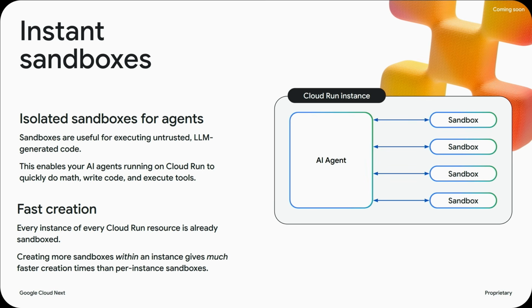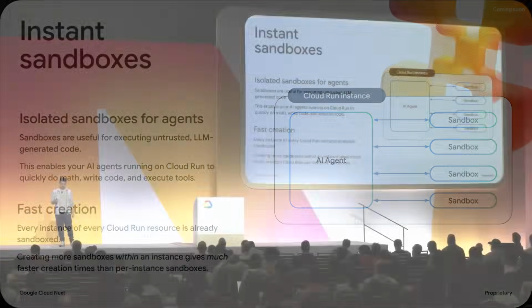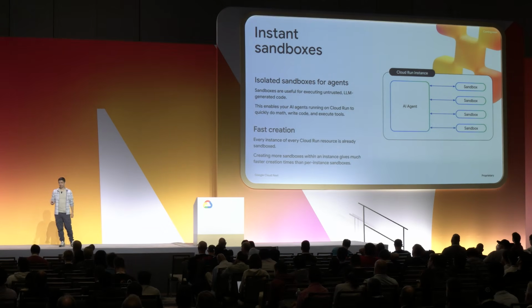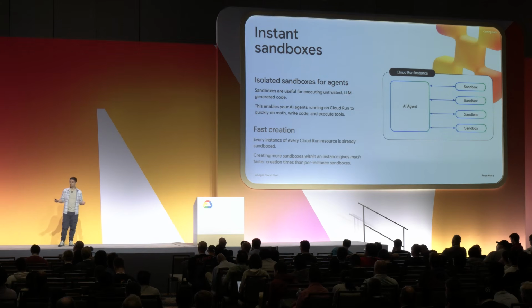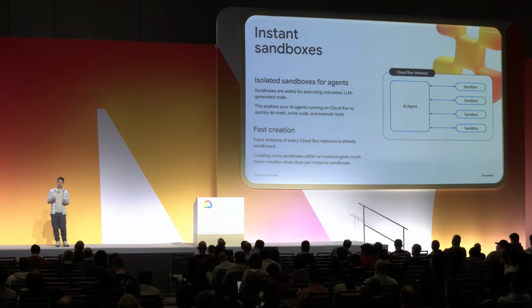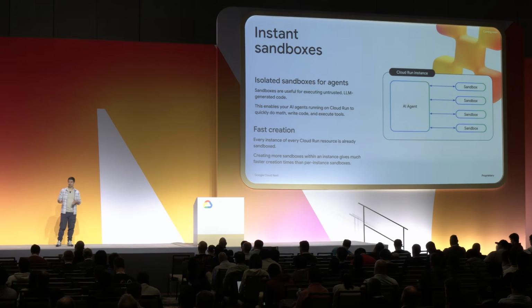Again, every instance of every Cloud Run resource is already sandboxed. However, by creating sandboxes within an existing instance, perhaps where your agent is running, we can achieve much faster creation times than if you were spinning up a new per-instance sandbox every time. This is key because speed is critical for these sandboxes. Your agent's responsiveness relies on these fast execution times.